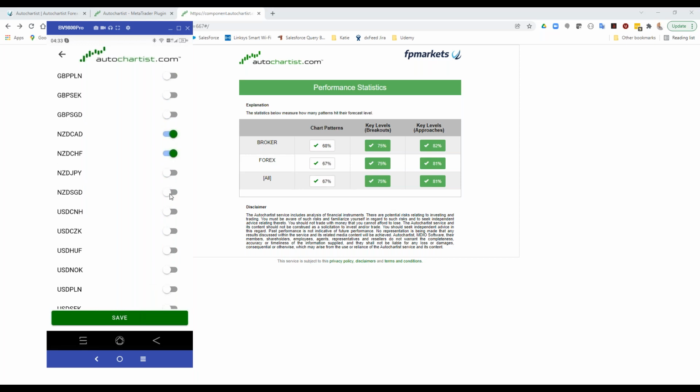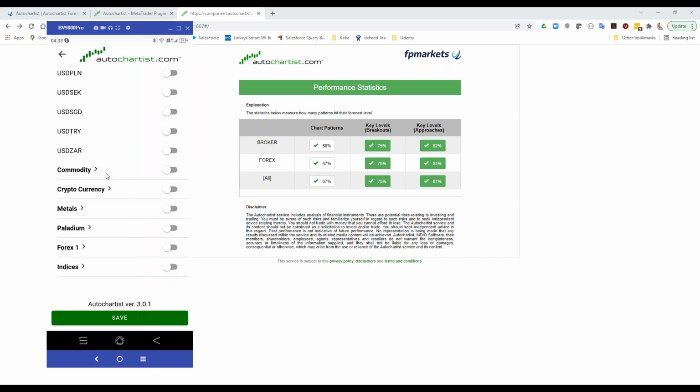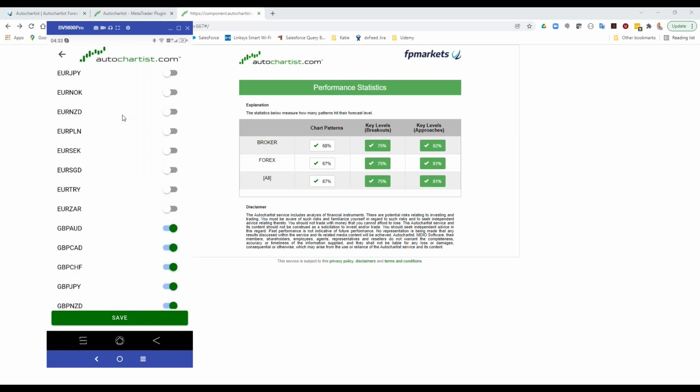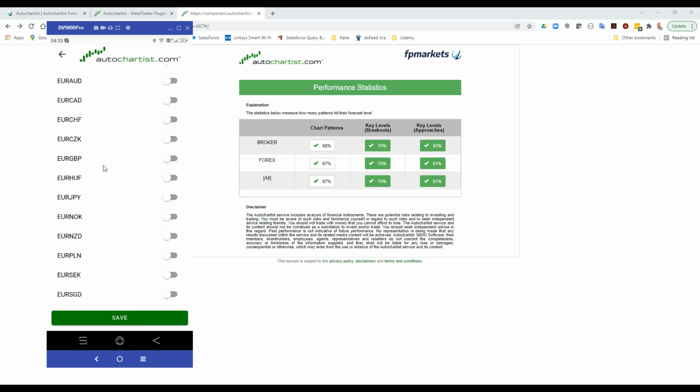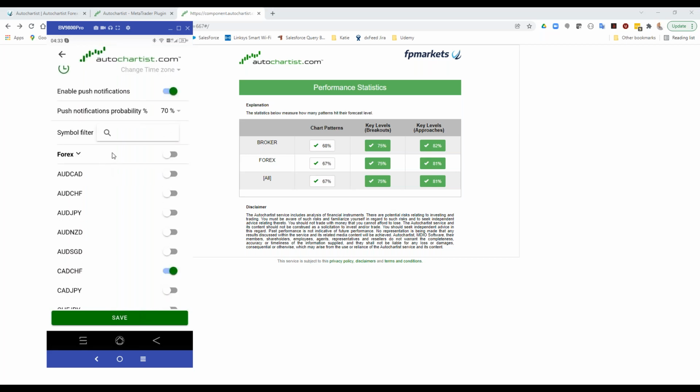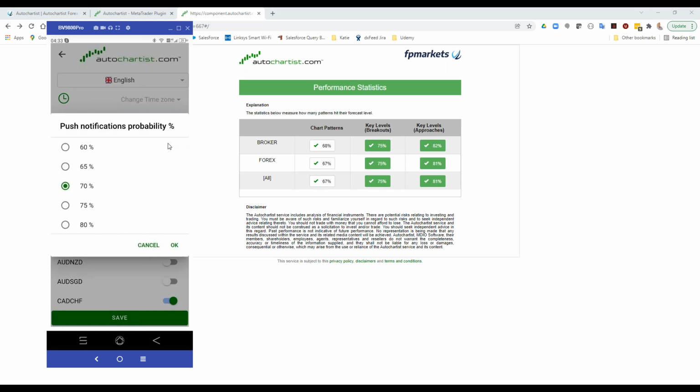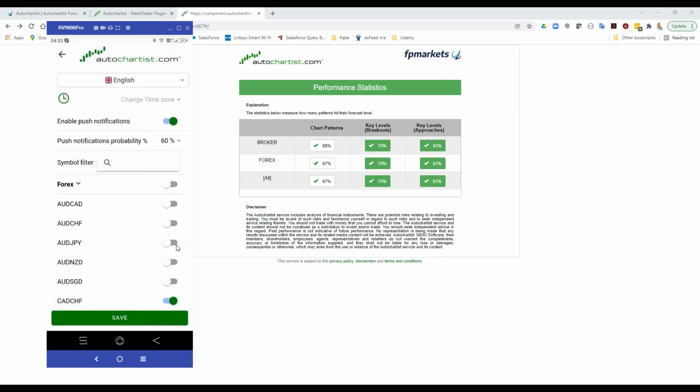I'm not quite sure why Euro USD is in here. That's a bit strange. Anyway, so I can set it, and most importantly, I can set my minimum probability. What that means is that it'll average out the probabilities for me the way I did it manually on the screen. So let's say I look at 60%, and then I'll save those settings.